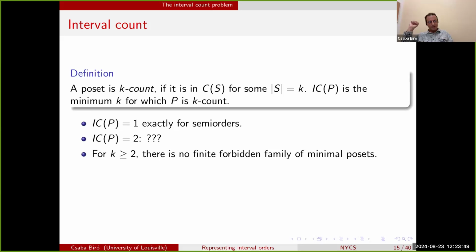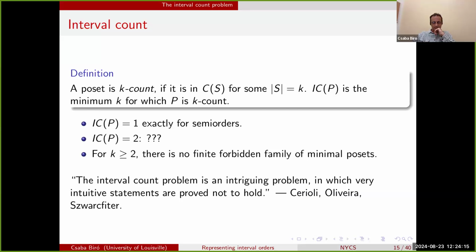So one interesting fact here is that if we're hoping for a nice characterization like we had before, when we could just forbid some set of minimal subposets, then that's hopeless. If we take K at least 2, then there is no forbidden family of minimal subposets, and this was proven by Fishburn.